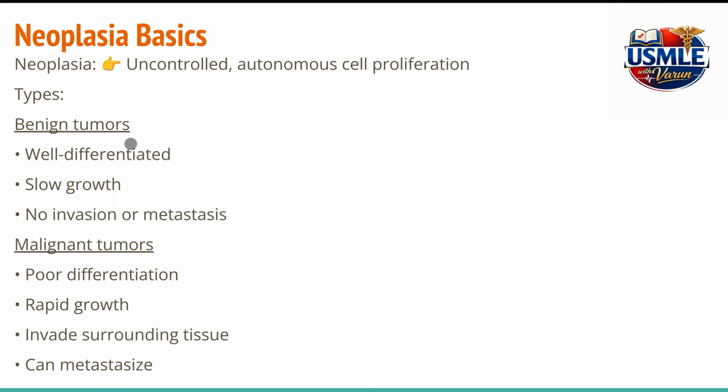Now, we divide these tumors into benign and malignant tumors. Benign tumors are well organized. Their cells look similar to normal cells. They grow slowly and they do not invade nearby tissues or spread to distant sites. There is no invasion or metastasis. Whereas malignant tumors are very different. The cells look abnormal. They grow rapidly, they invade the surrounding tissues, and they can spread to distant organs. They can metastasize through blood or lymph. That ability to spread, or metastasize, is what makes cancers dangerous.